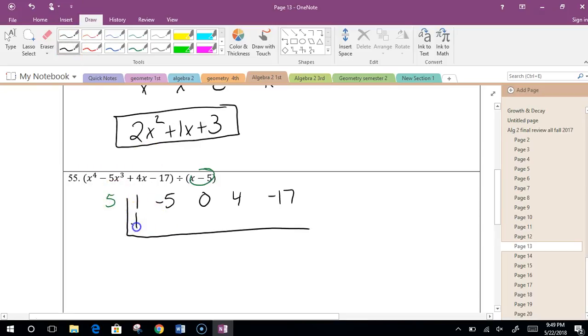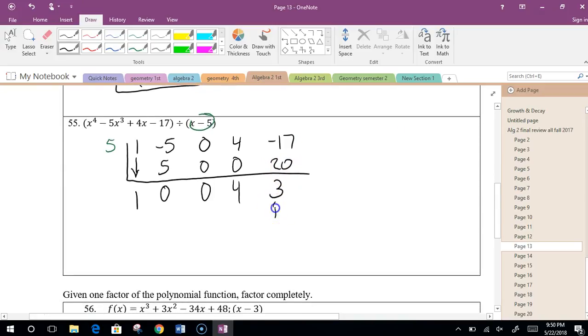So let's run it. Bring down your first number, multiply. Gives us 5. That gives us 0. 5 times 0 is 0. 0 plus 0 is 0. 5 times 0 is 0. 4 plus 0 is 4. 5 times 4 is 20. And negative 17 plus 20 is a positive 3, which means this problem has a remainder, a constant, no x to the first, no x to the second, but it does have an x to the third.